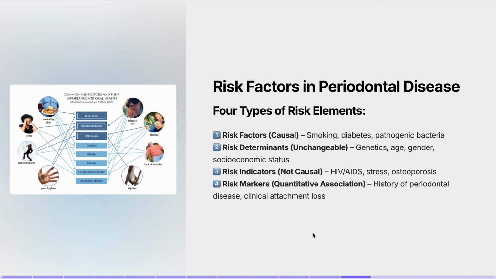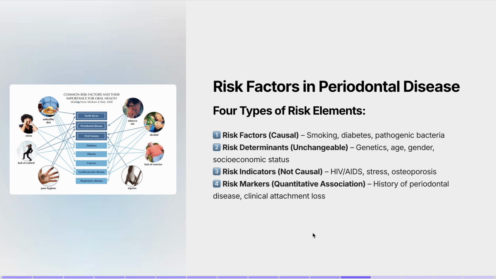Risk factors in periodontal disease. There are 4 types of risk elements. Risk factors, which are causal, like smoking, diabetes, and pathogenic bacteria. Risk determinants, which are unchangeable, such as genetics, age, gender, and socioeconomic factors. Risk indicators, not causal, such as HIV, stress, and osteoporosis or bone resorption. Risk markers, a quantitative association with the history of periodontal disease, clinical attachment loss, and so on.